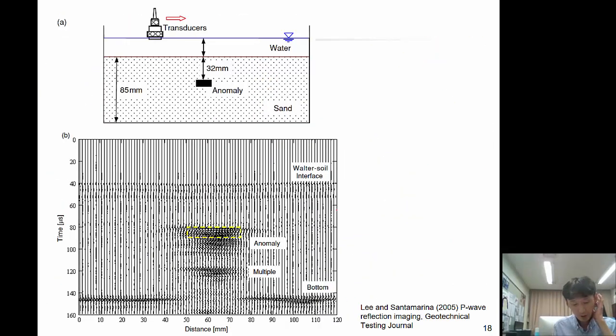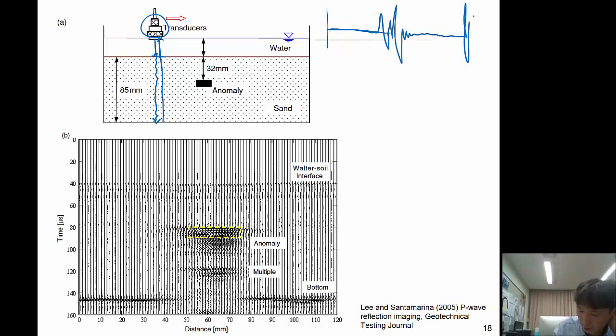Okay, this shows the two-dimensional scanning section of the reflection method. So for example, if the transducer is here, the wave will bounce back at the water and sand interface, and then the transmitted wave will go to the bottom, and then it will bounce back, so that you will have one reflection and then another reflection.